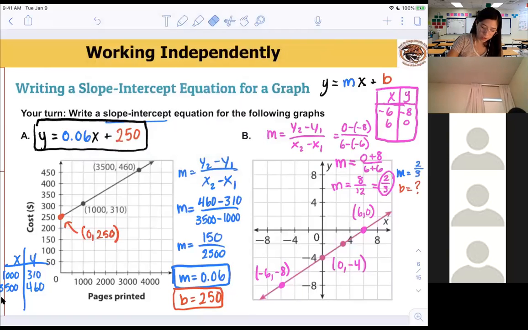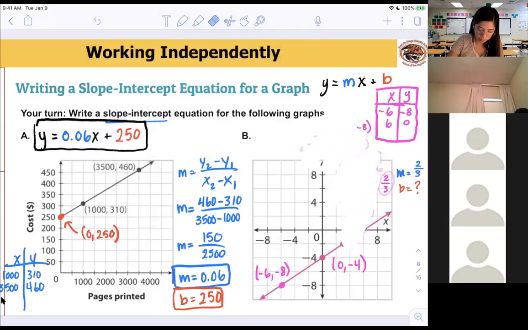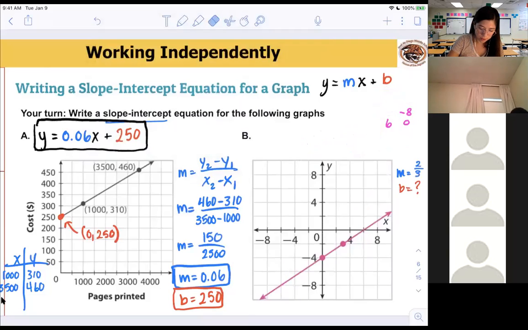Okay, cool. I'm going to erase all this work because now I want to clear my page and make it look neat so that I can see what I'm looking for. Now I'm looking for the y-intercept. So where is this pink line crossing the y-axis? -4. Good, -4 right here. (0, -4). So b equals -4.